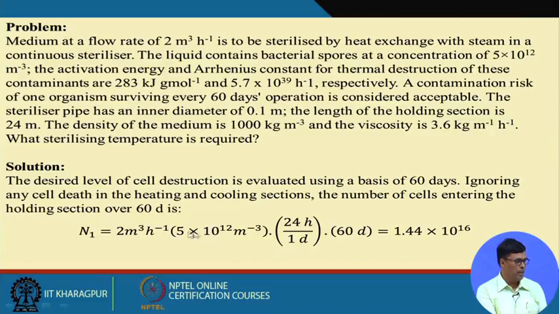That means you know how many organisms per hour are going in. You multiply it by 24, since one day is equivalent to 24 hours, and you can find per day how many organisms are entering the system. He is saying 60 days of operation, so you multiply by 60 days. How many organisms will there be? 1.44 × 10^16. This is the number of organisms.